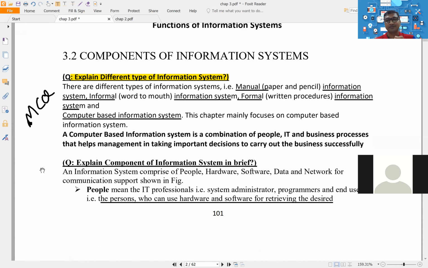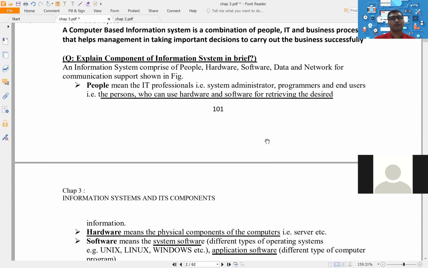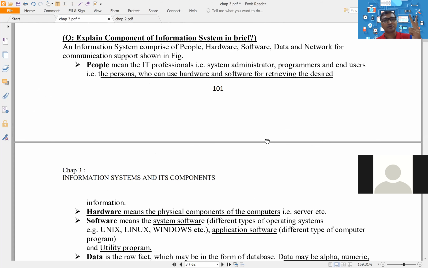When I say manual, it's paper and pencil. When I say informal, it's word of mouth. When I say formal, it's written procedures, rules and regulations, which are always formal. And computer-based information system is when you work on computers, correct? Now, after that, we started with the basic components. So we know that people, hardware, software, database, and network are the five basic components of information system.